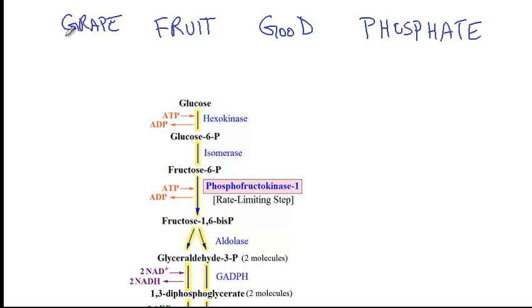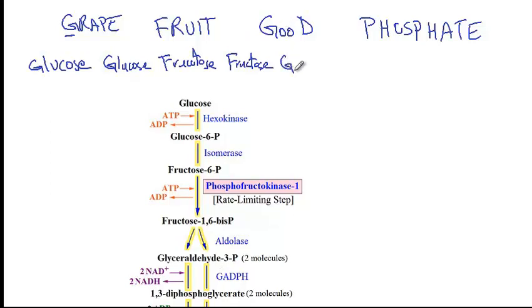And so what it stands for is G is for 2 first glucose molecules, fruit is for 2 fructose, so fructose 6-phosphate, and then we have fructose 1,6-bisphosphate. And then G stands for glyceraldehyde triphosphate, and then D stands for diphosphoglycerate, and it's the same name as bisphosphoglycerate.